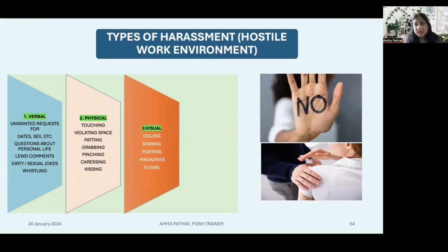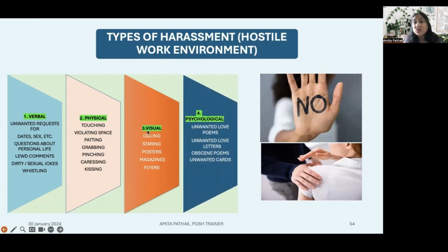Visual: ogling, staring, posters, magazines, flyers, staring at someone, leering, gawking, sending posters, dirty flyers, magazines. This comes under visual harassment. Psychological: unwanted love poems, unwanted love letters, obscene poems, unwanted cards, sending these to someone. So dear friend, verbal, physical, visual and psychological are the 4 types of harassment.